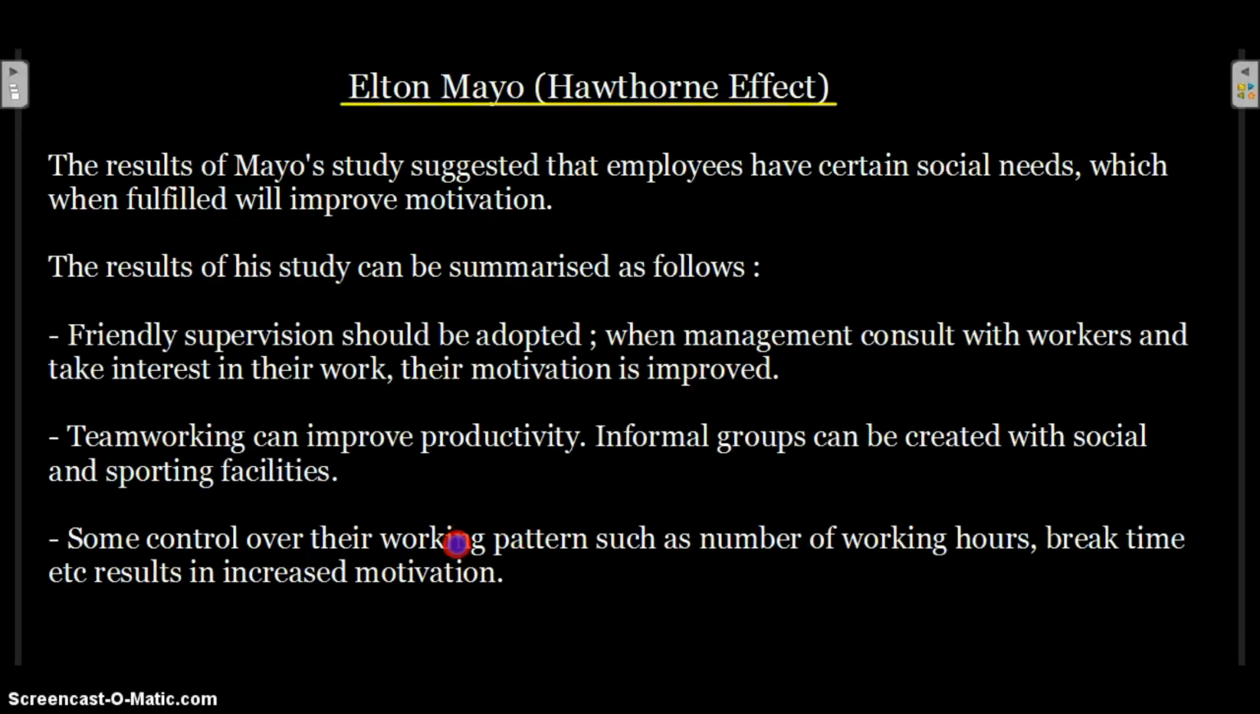There should also be some control over their working pattern. Employees want some control over their working pattern, such as the number of working hours they work or the break time they take, as it results in increased motivation. If employees are given this authority, they are able to select the number of working hours they want and the break time that they want, then the motivation will increase. That was the result of Mayo's study. So the overall summary is that friendly supervision should be adopted, team working should be provided, and employees should be given some control over their working pattern.